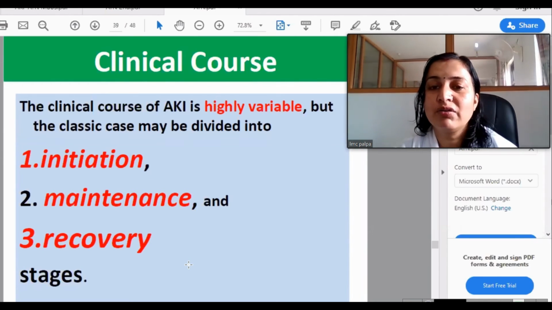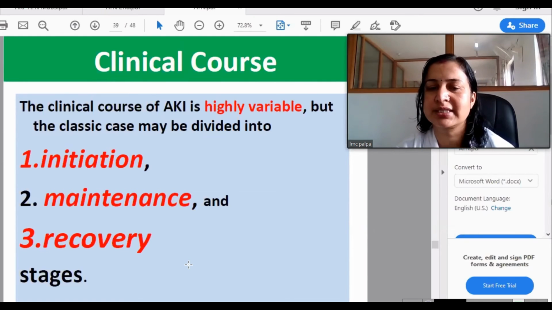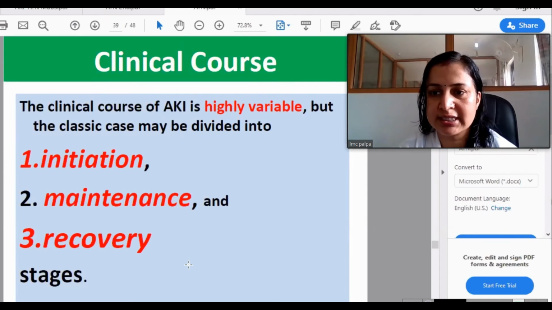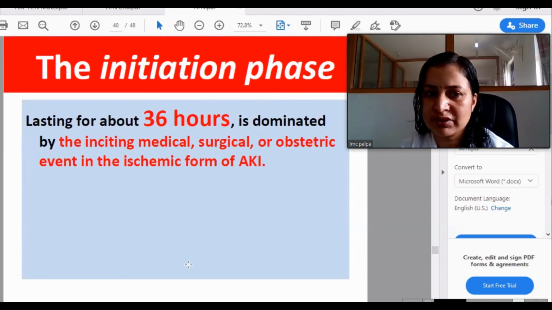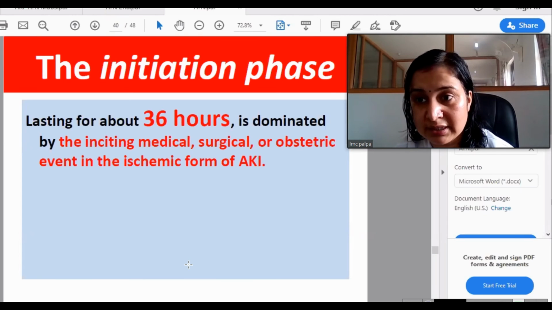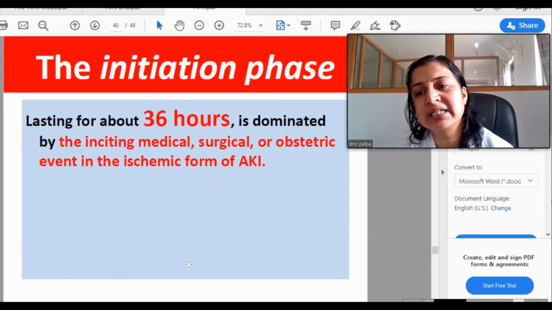Now, how will this clinically present with ARF, acute renal failure? It will have three phases: the initiation phase, the maintenance phase, and the recovery phase. This is again very important. The first 36 hours is dominated by the initiation phase, in which we ask what the event was that caused the acute kidney injury: whether there was some medical disease, or whether the patient underwent some surgical or obstetric event that led to the ischemia.